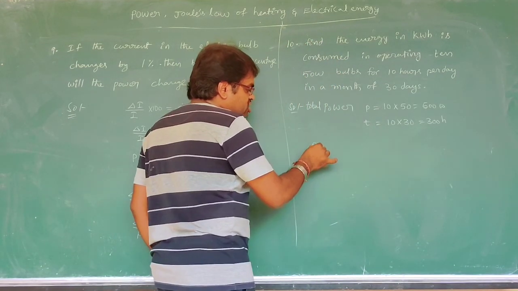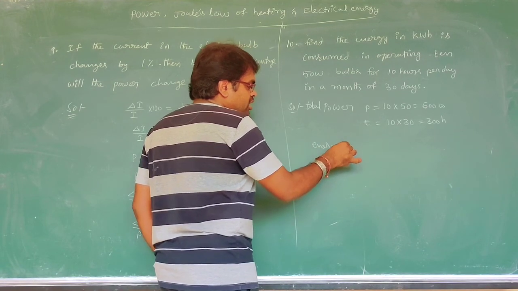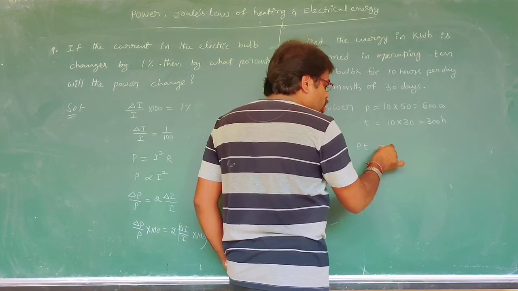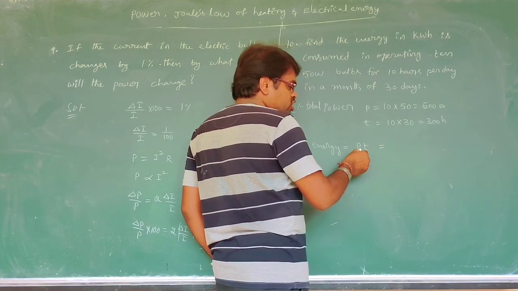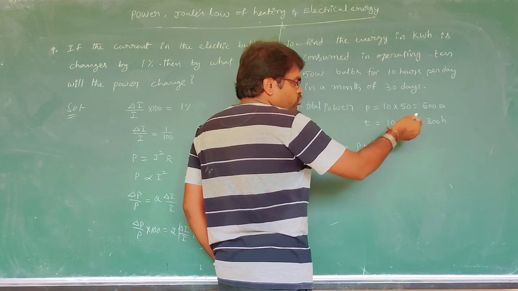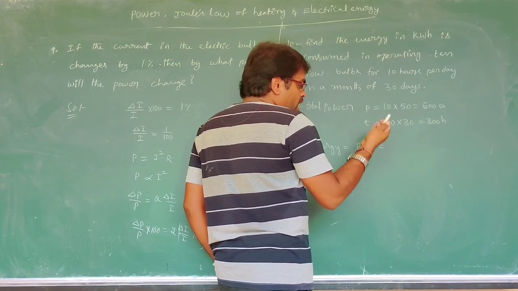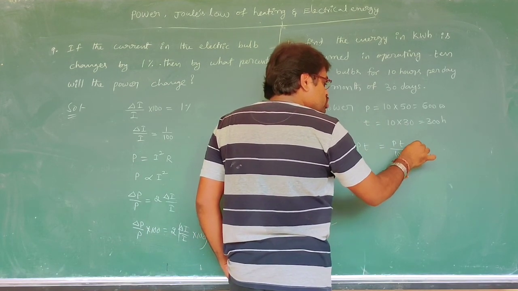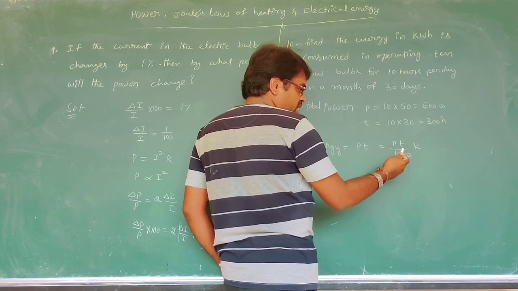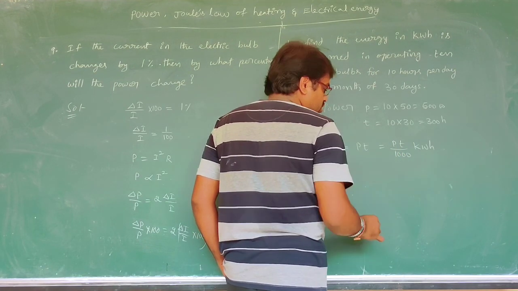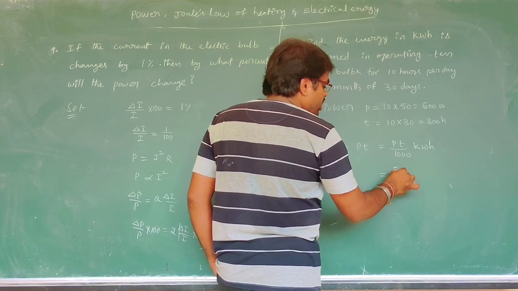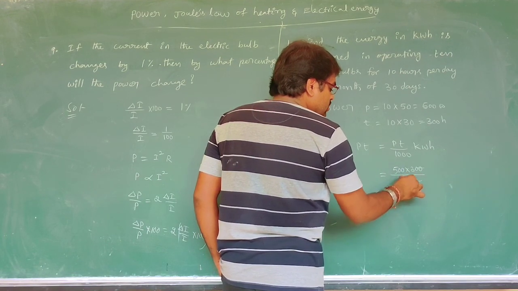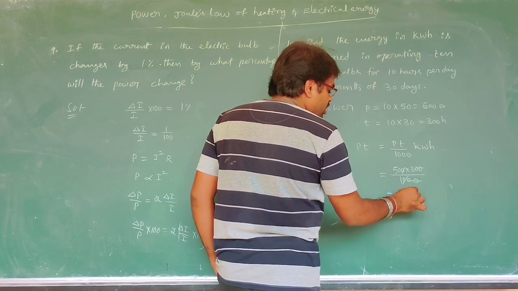Then the energy formula is P into T. But they are asking kilowatt hour. The power unit is watt and time we are taking in hours. Kilowatt hour means PT by 1000. Then the P value is 500 into 300 by 1000. That is 150 kilowatt hour.